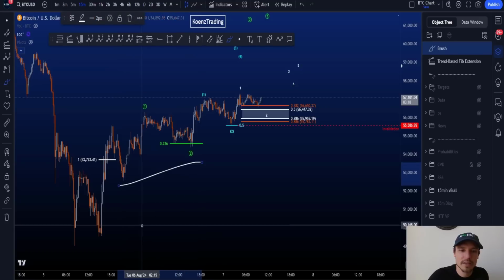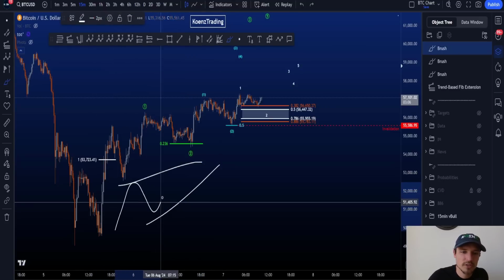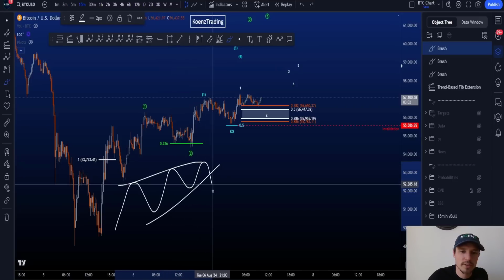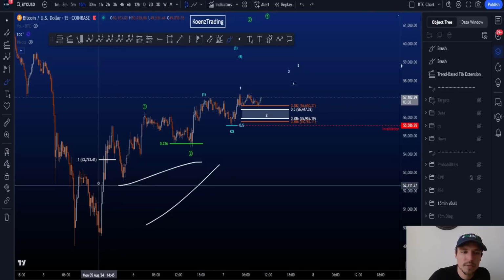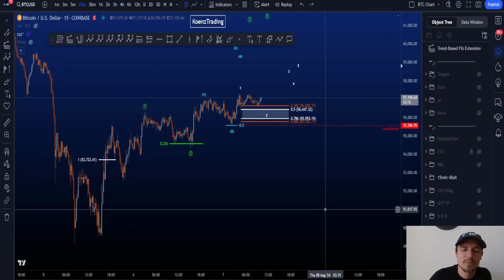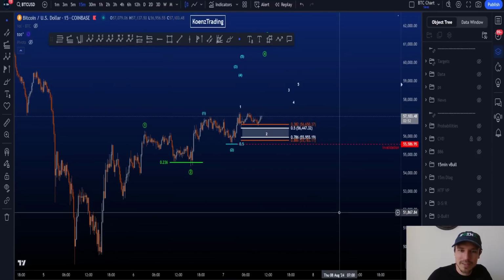But in a leading contracting diagonal, preferably your wave 1 is the longer structure, your wave 3 is a little bit shorter, and your wave 5 is a bit shorter than 3, and then you get the retracement. Now wave 3 being longer than wave 1, again, it's not an invalidation, but it is not really something that would increase the probabilities for that particular scenario.